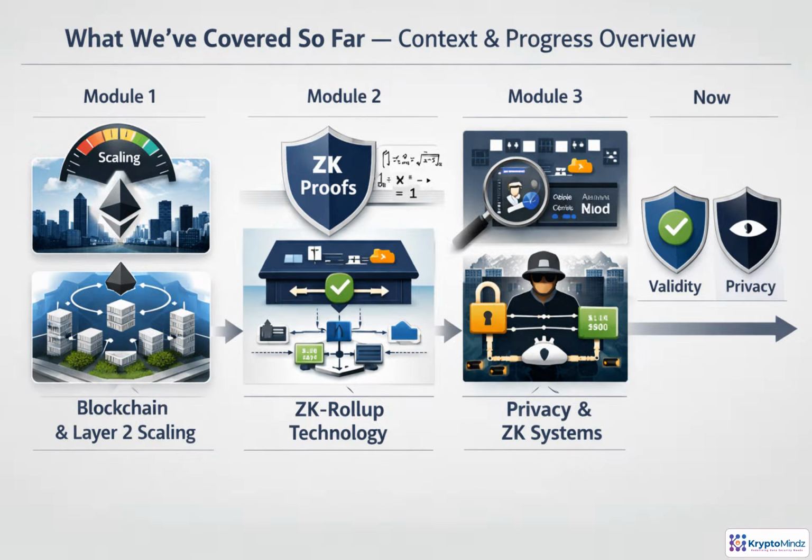So far, we've looked at scaling, ZK rollup mechanics, and privacy on public blockchains. Now we connect those ideas. ZK proofs can verify correctness, but privacy depends on extra design choices, especially when compliance and responsible disclosure are part of the system.